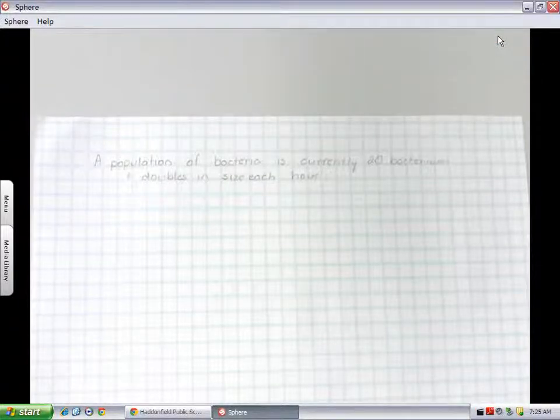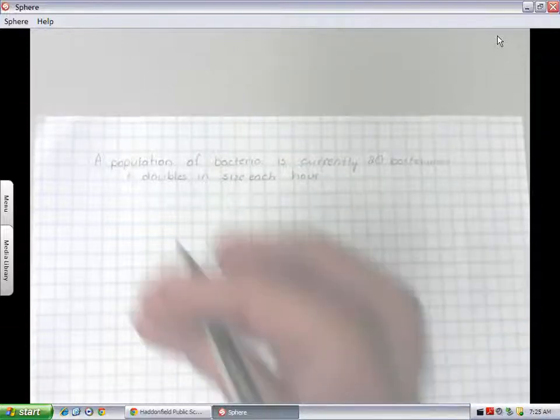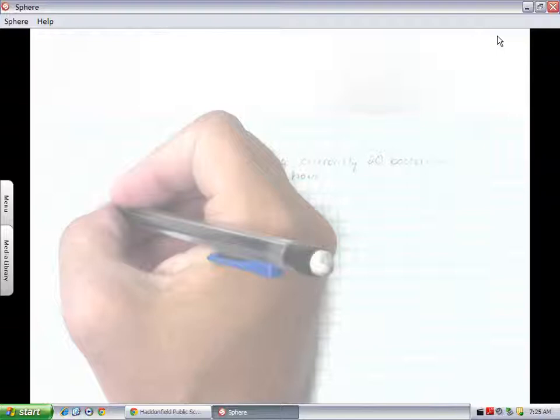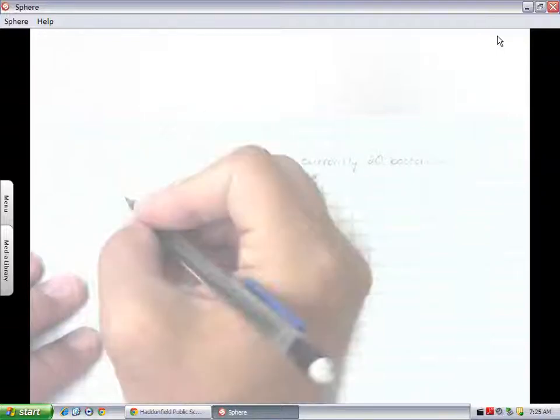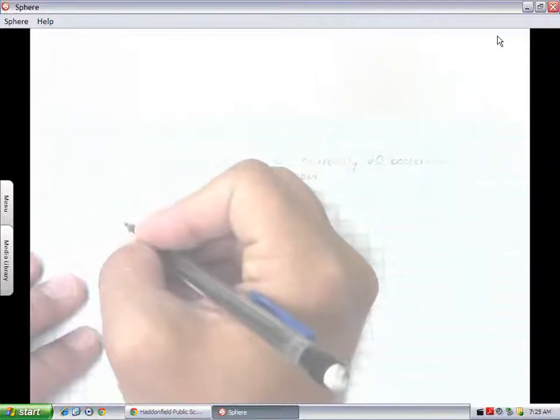So we're going to take a look at exponential equations and how to use them to show growth or decay over time. So let's say we have a population of bacteria that's currently at 20, and let's say that population doubles in size each hour. So right now at time 0, or at the initial time, the population is 20.